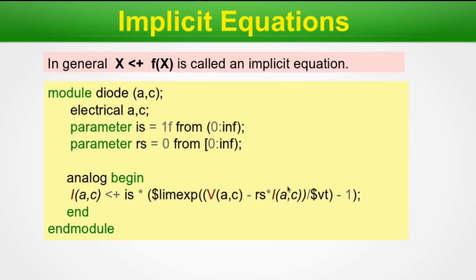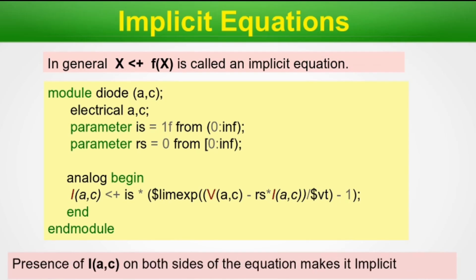We can see here, let me draw the mouse pointer here. IAC is on the left hand side, and on the right hand side a lot of other functions are present, and inside that function IAC is present. So the right hand side is acting as a function of IAC, while on the left hand side IAC is there. So X is a contribution of Fx is satisfied here. So this is an implicit equation. As I mentioned, the presence of IAC on both sides makes the equation implicit.